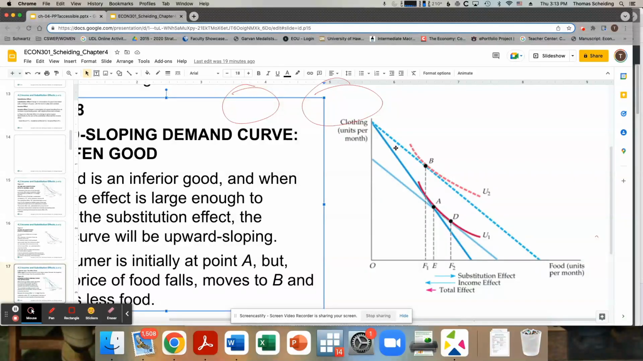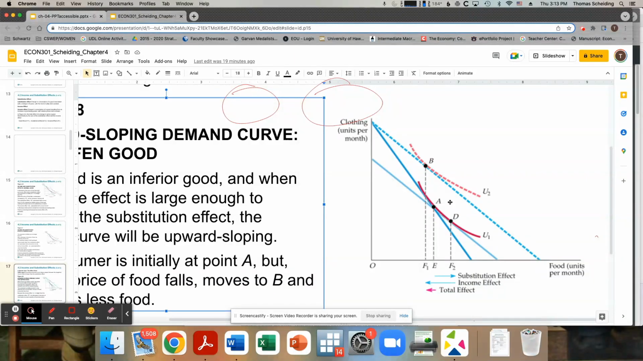So we draw the new budget constraint line. That means that it goes from this dark blue line right here to this dashed blue line right here. And then I draw a line exactly parallel to that dashed blue line, which gives me this lighter shade blue line. So A to D is my substitution effect.